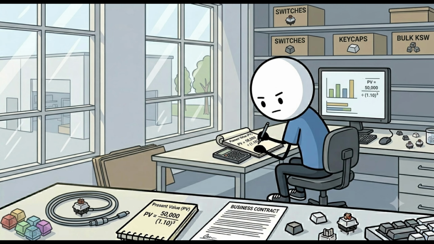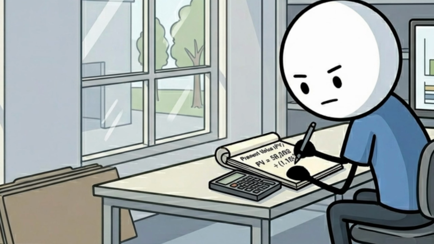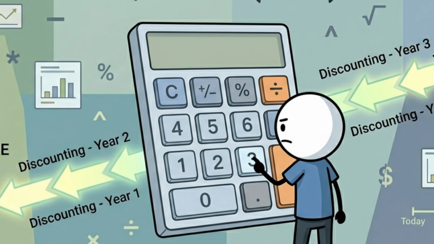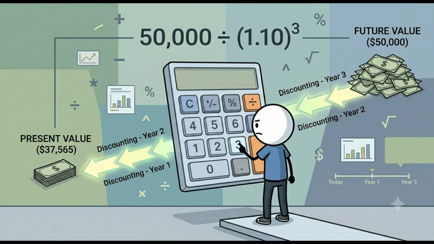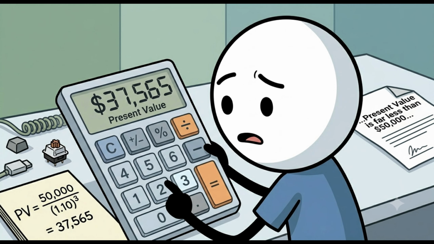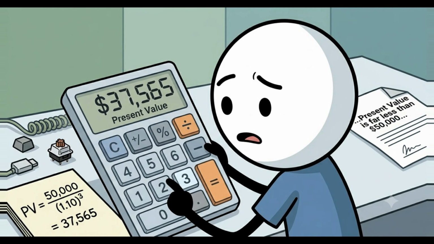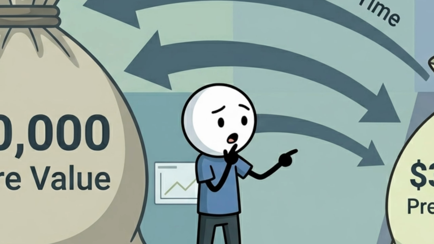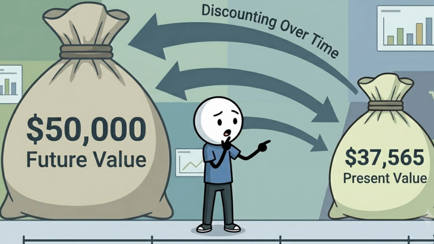When John plugs in the numbers, 50,000 divided by 1.10 to the power of 3, he finds that the present value is only about $37,565. This is a massive wake-up call. The $50,000 deal is actually only worth about $37,500 in today's terms. If it costs John $40,000 in parts and labor to build those keyboards today, taking this deal would actually result in a loss, even though the final check looks large.